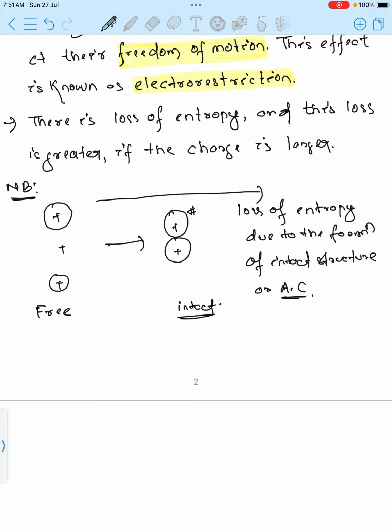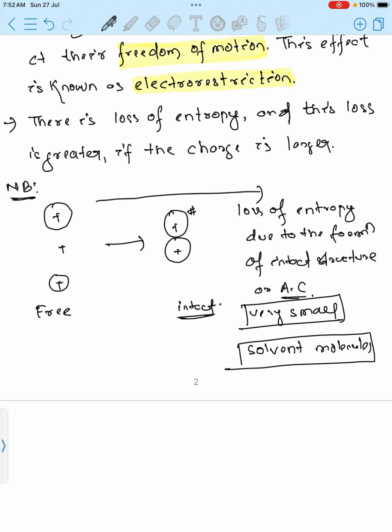Loss of entropy, yes, there is loss of entropy. But the thing is that this loss of entropy due to the ions is very, very small as compared to what we have discussed regarding the solvent molecules. This should be very small as compared to the solvent molecules.